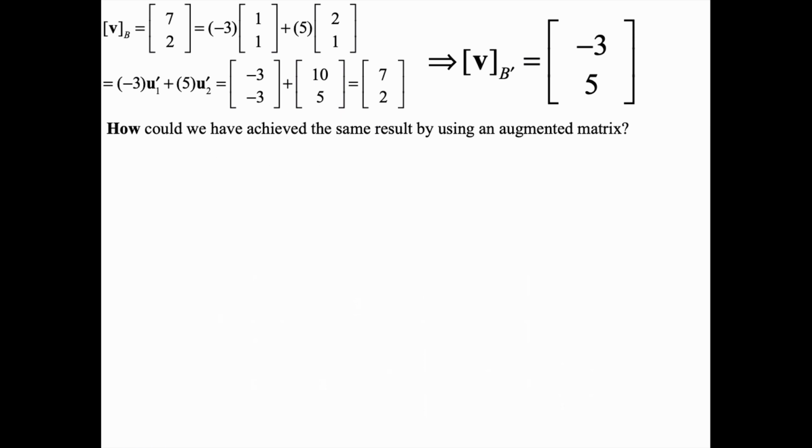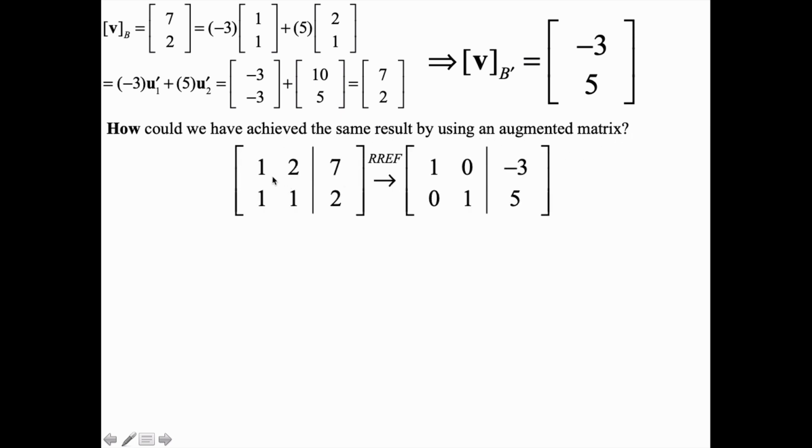And the answer is yes. You can use simply a linear system to represent what you're looking for. And you could represent that linear system by an augmented matrix. In particular, if you look at the basis vectors as the column vectors of a coefficient matrix, you're asking, well, what constants multiplied by these column vectors will give me the result (7, 2)? And in creating that augmented matrix, you could easily take the reduced row echelon form, and lo and behold, out pops the new coordinates (-3, 5).